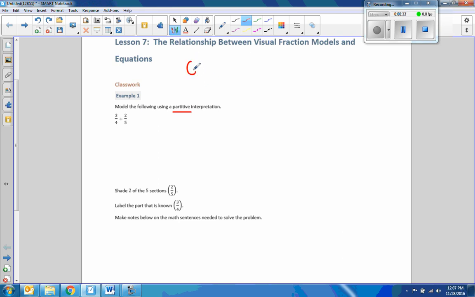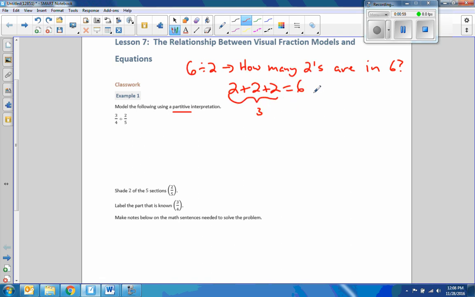So if I were to ask you what's 6 divided by 2, it means how many 2's are in 6. So 2 plus 2 plus 2 equals 6, so there are 3 2's in 6. So therefore, 6 divided by 2 equals 3. Okay, that's just a basic example of what we're going to be doing in this lesson.